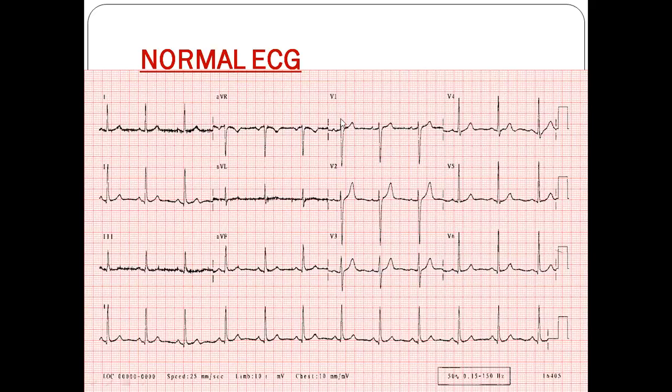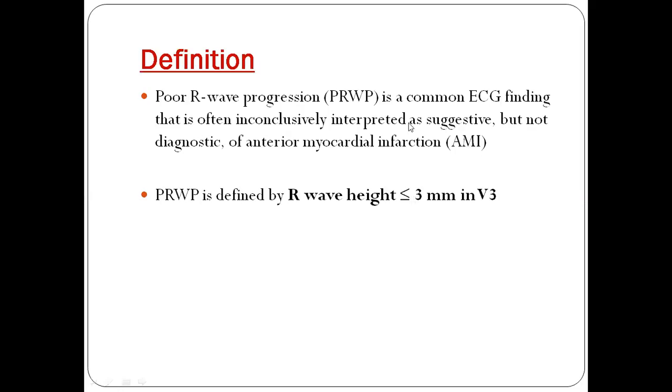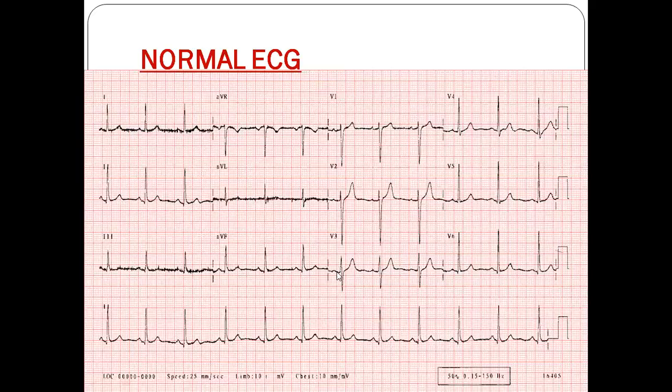Normally this R wave is small here compared to the S wave, and it normalizes around V3, and in V4 it is always more than the S wave, which you can see here. Poor R wave progression is defined as whenever your R wave height is less than 3 mm in V3. Each small box is 1 mm. So if the R wave height in V3 is less than 3 small squares, that is less than 3 mm, then it is called poor R wave progression.